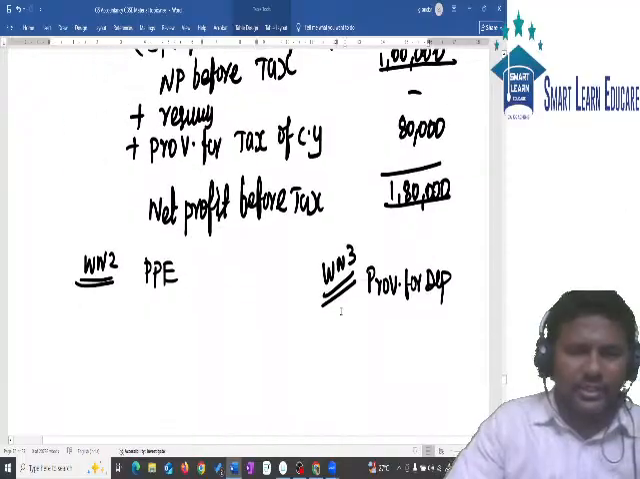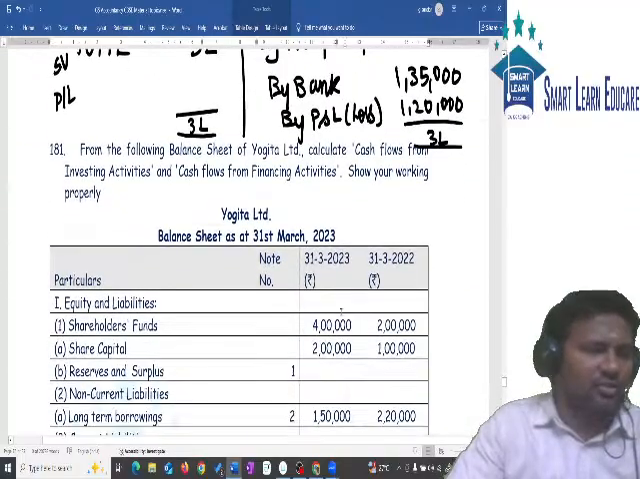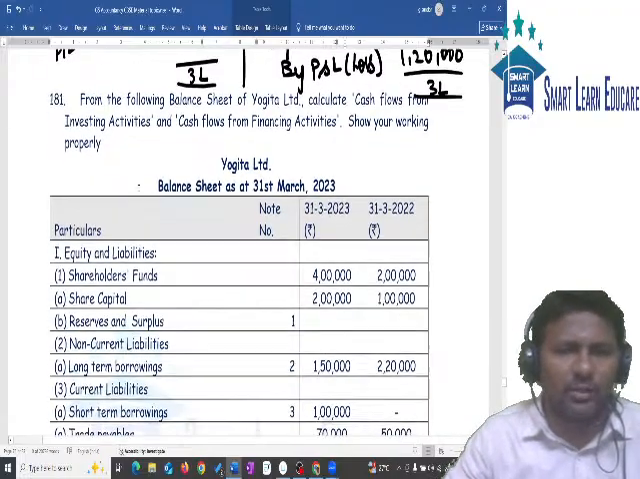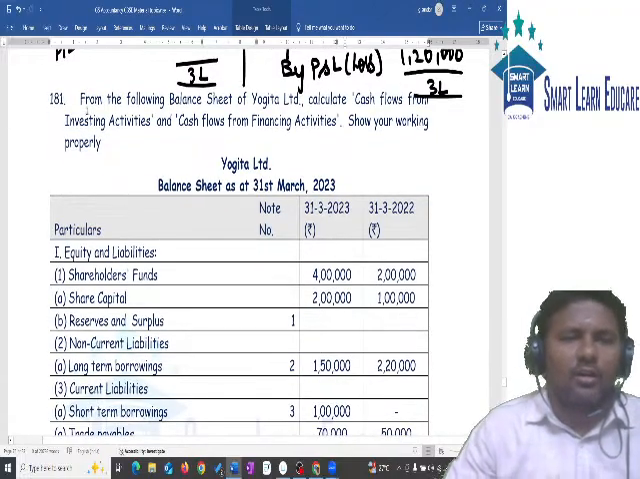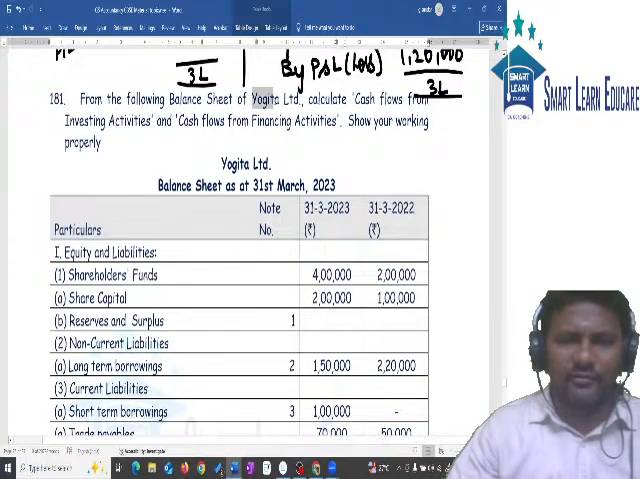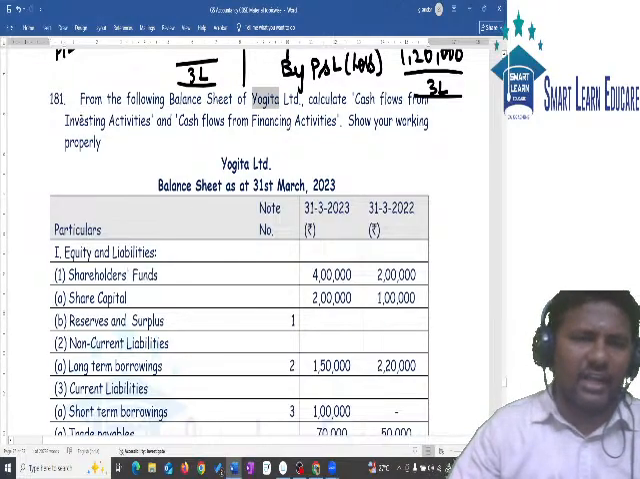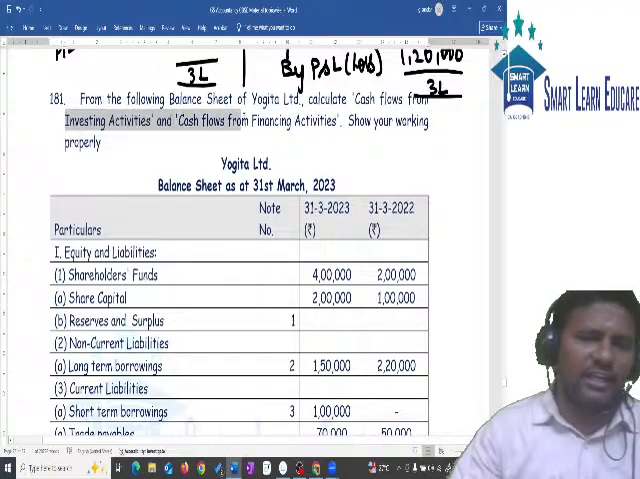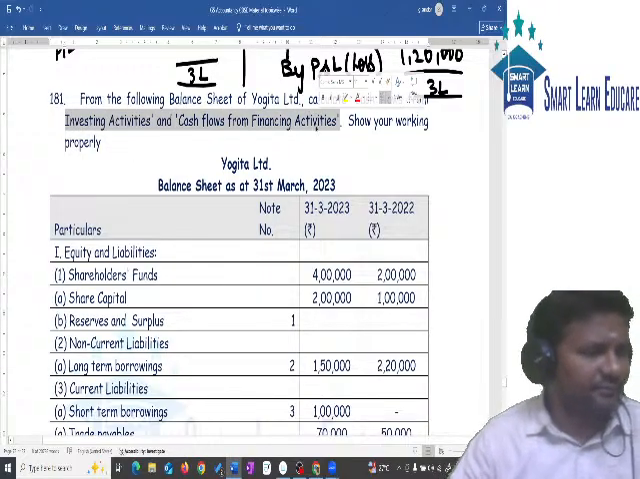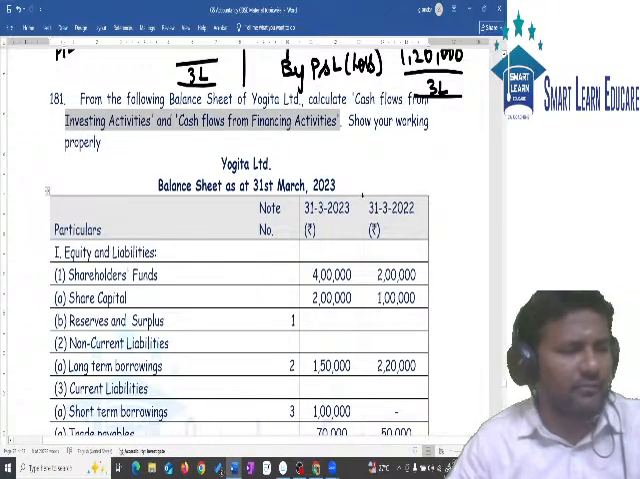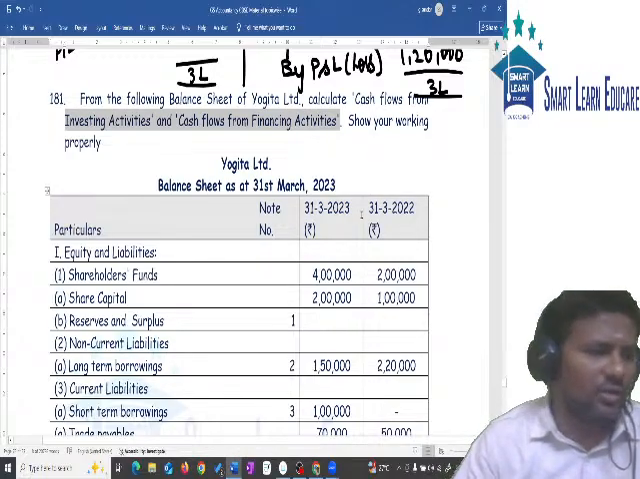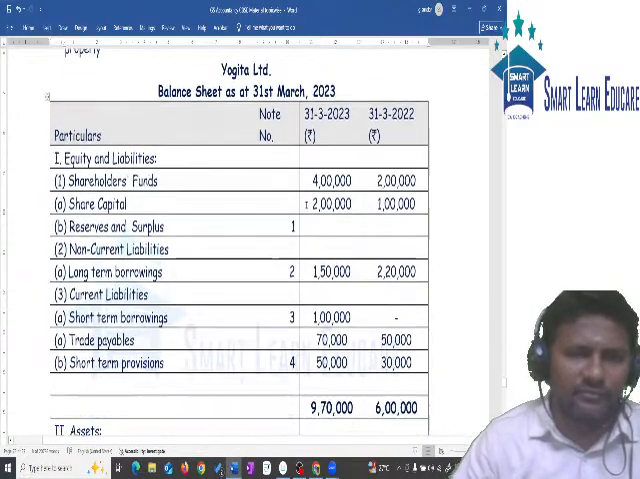This is a normal question like the previous question which we solved. Take question number 181. The following is a balance sheet of Y Limited. Calculate cash flow from investing activity and cash flow from financing activity. Two things alone they are asking: one is investing activity, another one is financing activity.